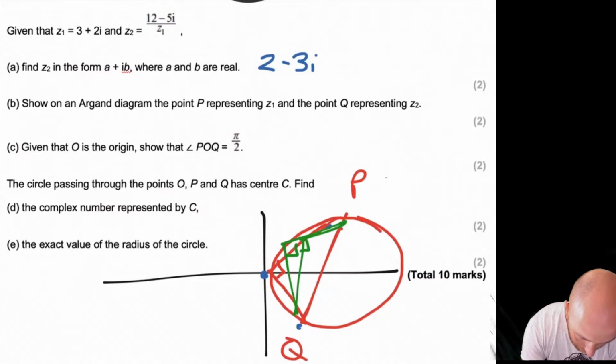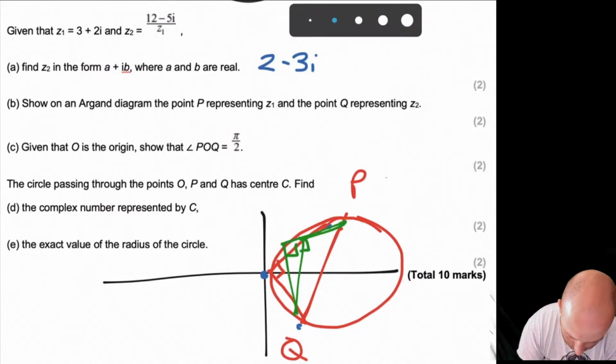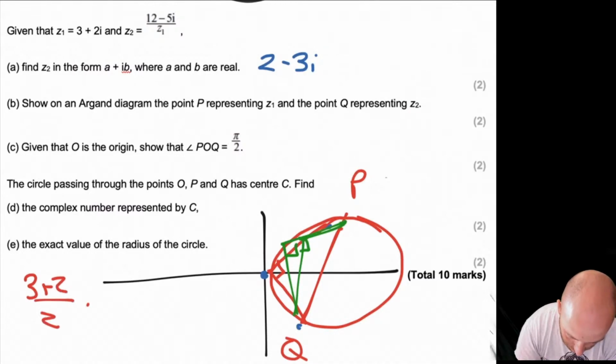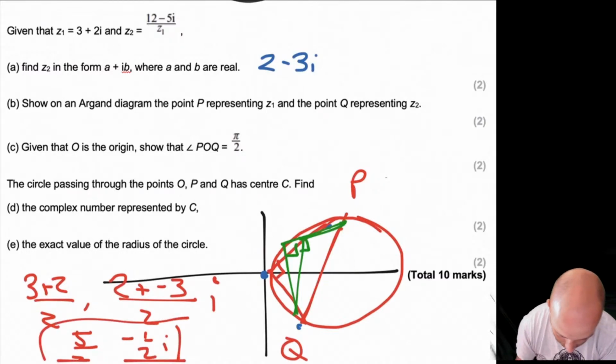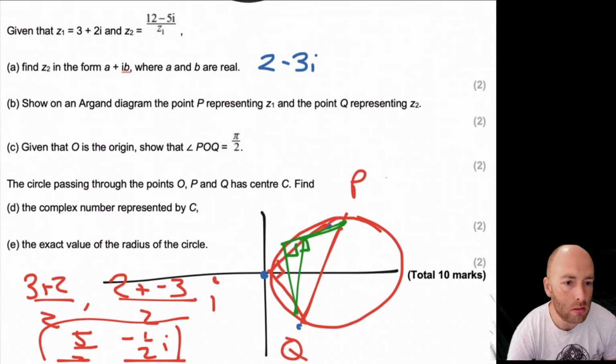No, I've rubbed mine out, I think, haven't I? No, that's all cool. So we got 3 plus 2 over 2, and we've got 2 plus minus 3 over 2i. So we're going to get 5 over 2 plus minus 1 over 2i. Cool. Right, see how you guys did with that one. Where's the Teams?